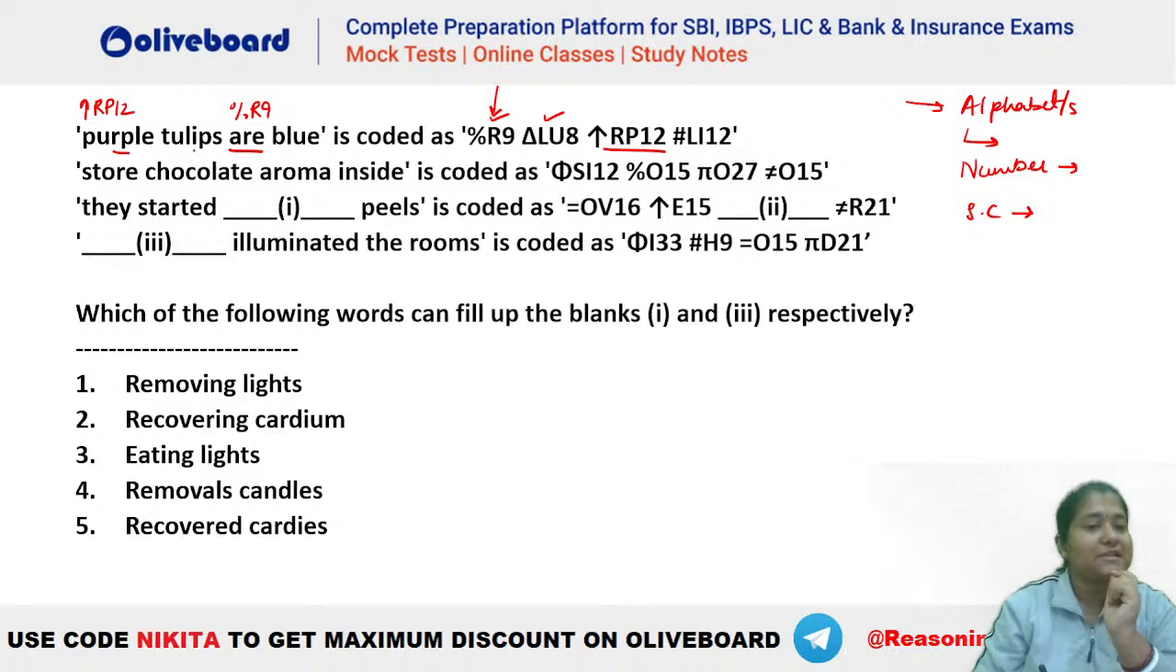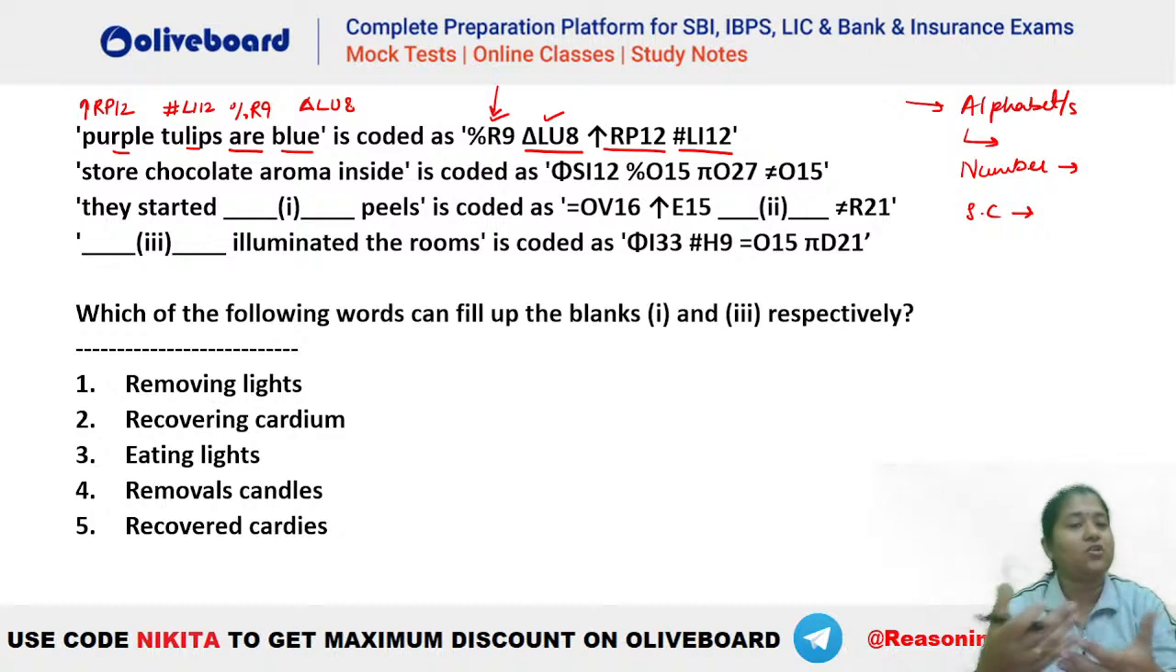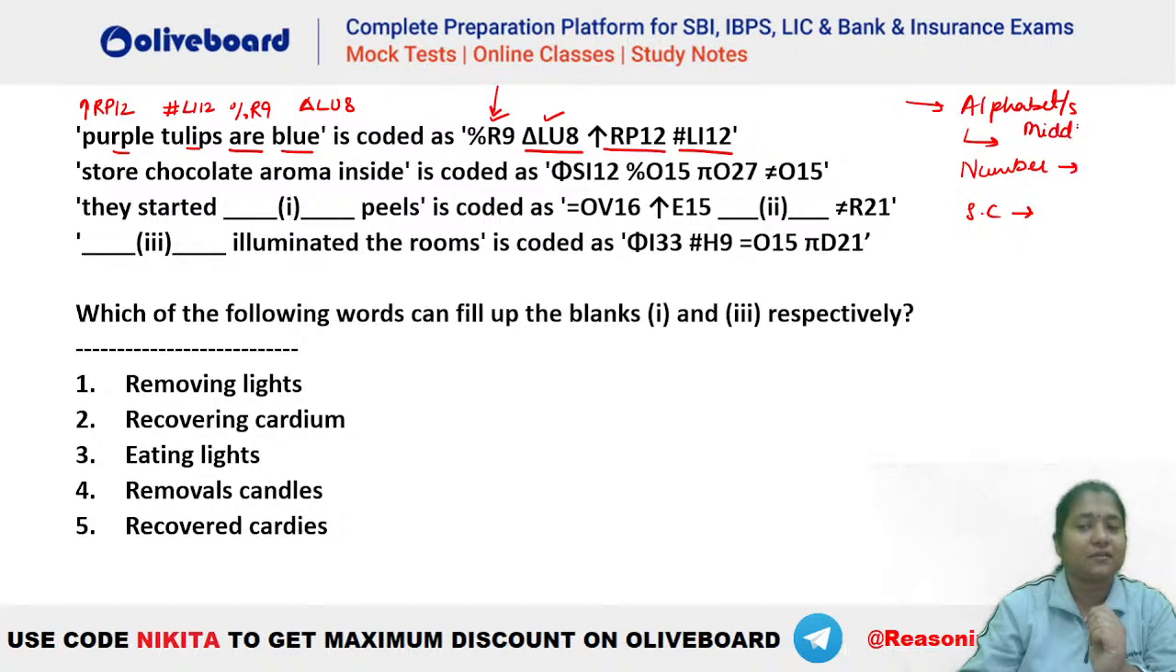For tulips, you can see we have LI, right? LI is in between. So you can see this is your hash LI12. So hash LI12. And similarly for blue, you can see we have LU. So where is LU? You can see this is there. So triangle LU8. Okay. So you can see that these are the codes for each of the words. So what is the alphabet? Alphabet is the middle character. Okay, middle letter or letters depending on whether the word length is even or odd. Okay, Dolly says it has to be option number 5.